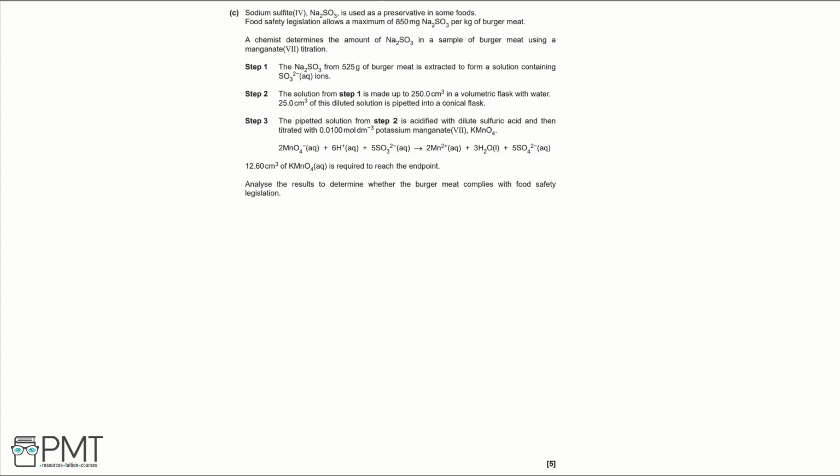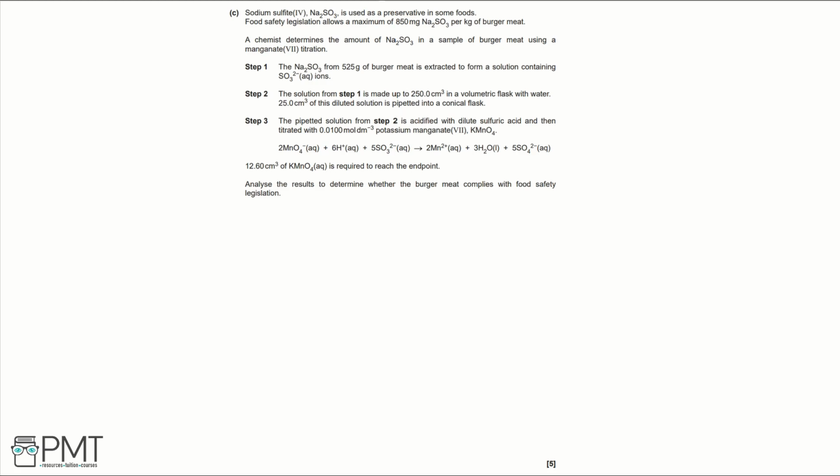Part C. Sodium sulfite, Na2SO3, is used as a preservative in some foods. Food safety legislation allows a maximum of 850 milligrams of Na2SO3 per kilogram of burger meat.